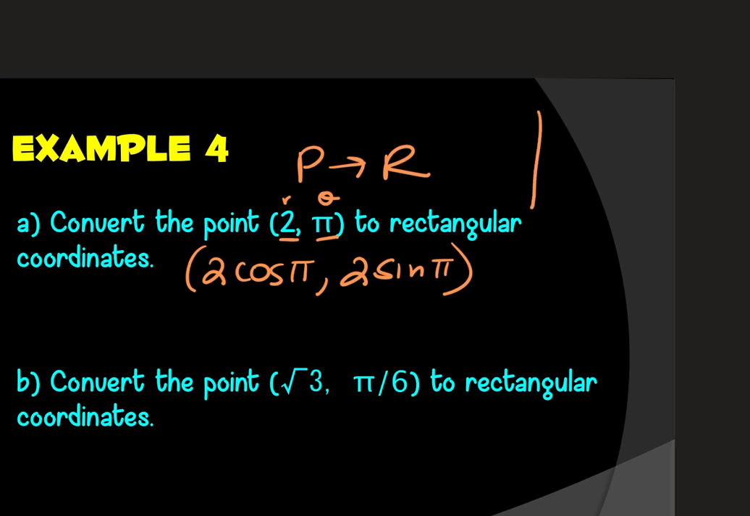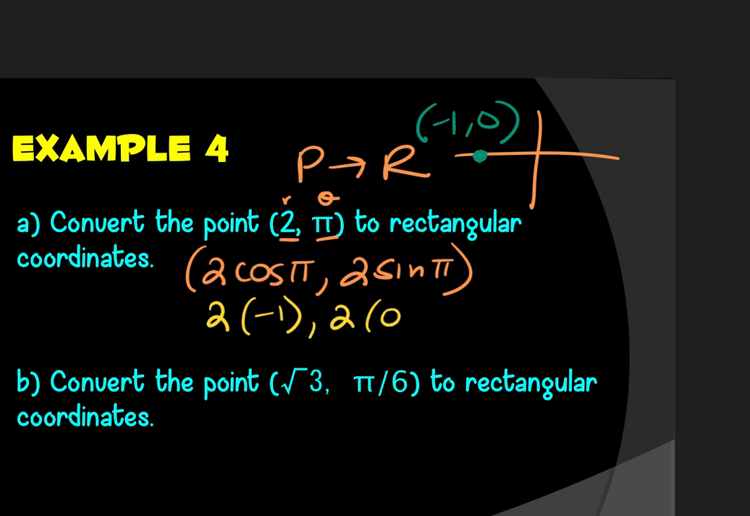Picture your unit circle. Pi is on the left. What's the coordinate point on the left? 1, 0. Close. You went left, right? Oh, negative 1. Negative 1, 0. Good. So which part of that is the cosine? The negative 1. Which part of that's the sine? 0. So my answer is negative 2, 0. And I would say x, y equals negative 2, 0, so that you know that that is rectangular, not polar.